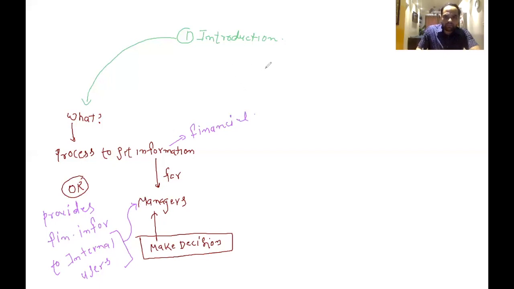Next. So this is A. What is the meaning of management accounting, right? Now we talk about B. Is the scope. What is the scope of management accounting, right? Or management accounting.